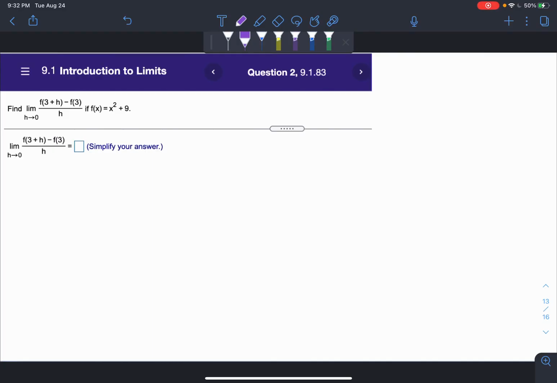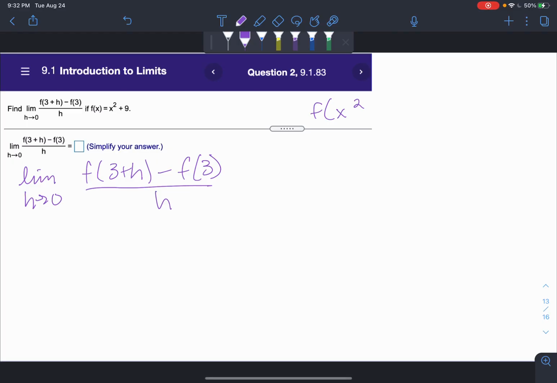So let's do the same thing, but now our function's a little more complex, but not that much more. The limit of f of 3 plus h minus f of 3 over h. Now we have the function f of x equals x squared plus 9. Let's find our f of 3 plus h first. I'm going to put 3 plus h wherever I see x.